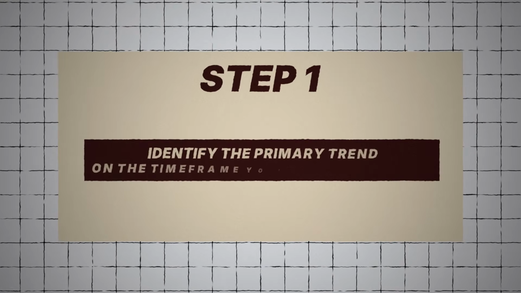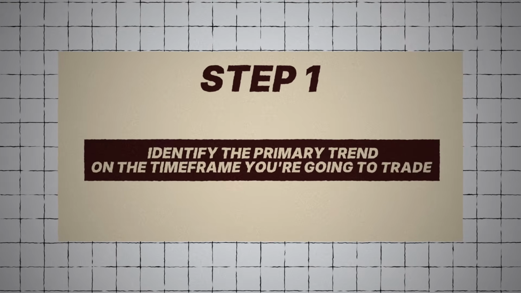Now, remember at the start, I said I'd give you the exact 3-step process I've used for over 35 years to align every trade with institutional flow, thanks to Charles Dow? Well, here it is. This is the exact 3-step process I use on every chart, every market, and every trade. Step 1, identify the primary trend on the time frame you're going to trade.